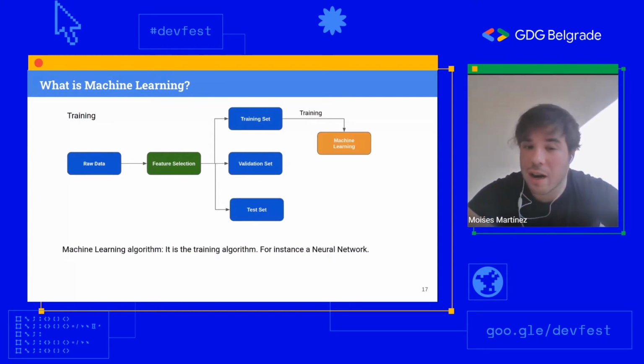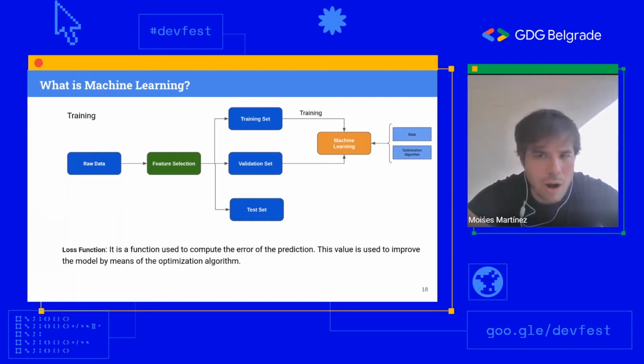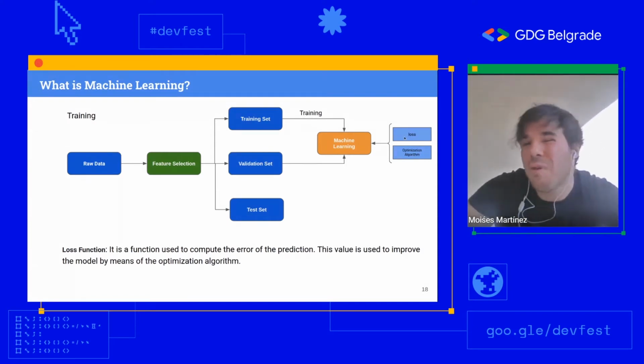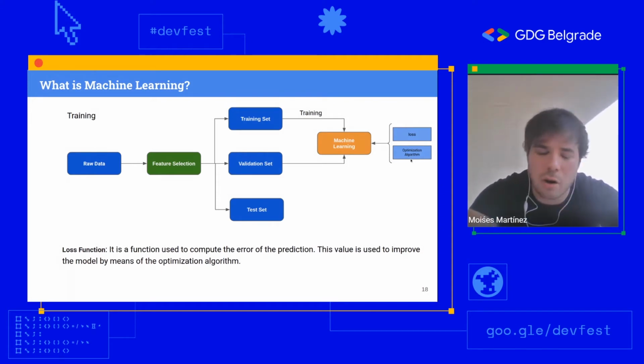And then we have to choose a machine learning algorithm, which is the thing that we are going to use to train by using the training set. But we need more things. Usually, when we are working in machine learning, we have to use two really important elements, the loss function and the optimization algorithm. The loss function is a function that we use to compute the error of the prediction, to know if the model that we are generating during the training process is working well or not. And the output of this function is used to improve the model that we are generating by using the optimization algorithm. All of this is part of the process and has to be defined when we choose the machine learning algorithm. And I'm going to try to explain more about this, but there is a lot of information about how to use this and what kind of optimization algorithm you can use.